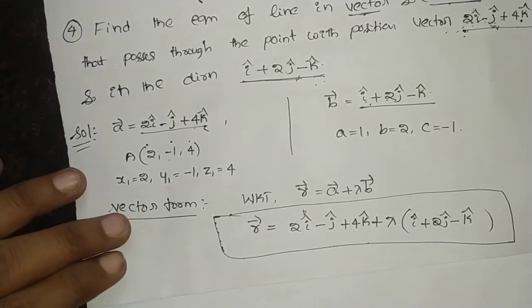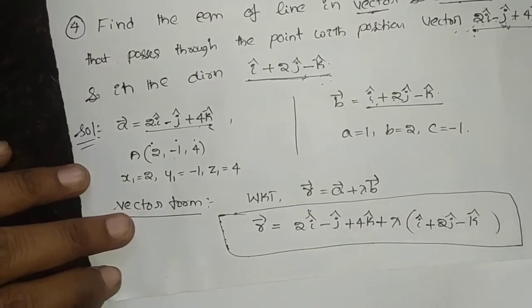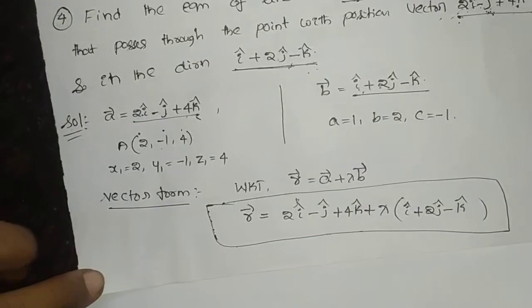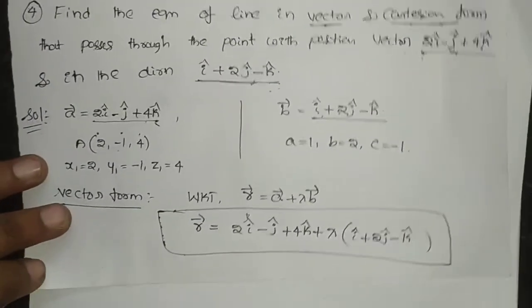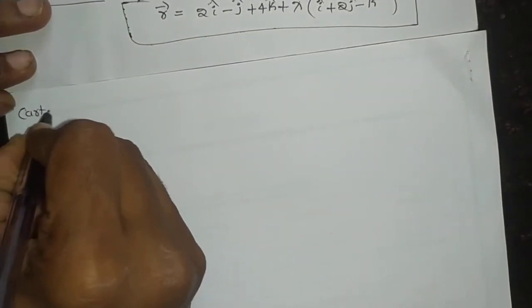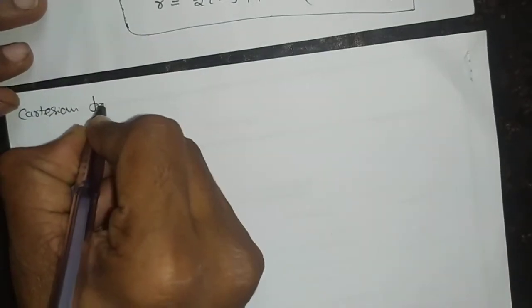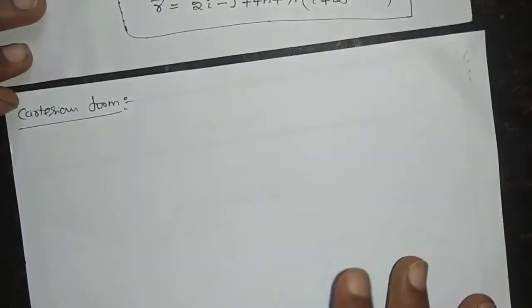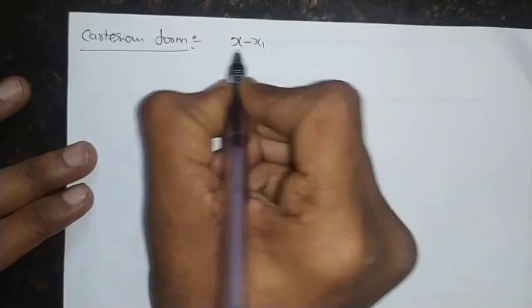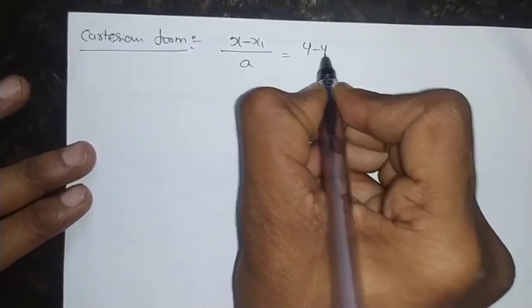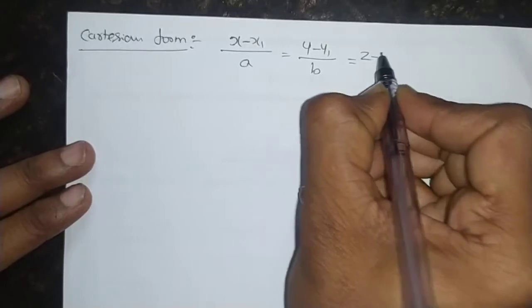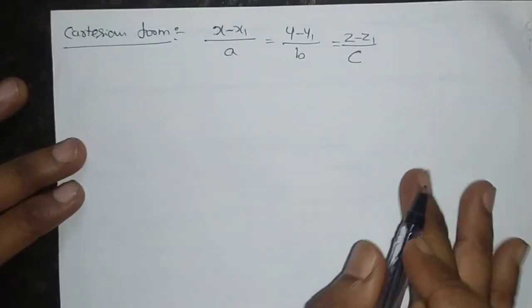Similarly, find the Cartesian form. Now you remember the Cartesian form equation. The Cartesian form equation is (x minus x1) by a equals (y minus y1) by b equals (z minus z1) by c. Okay.